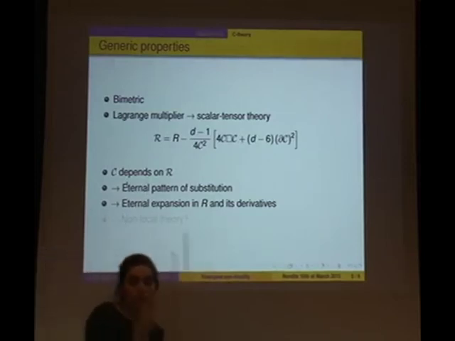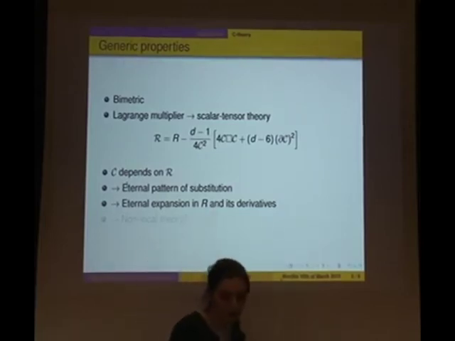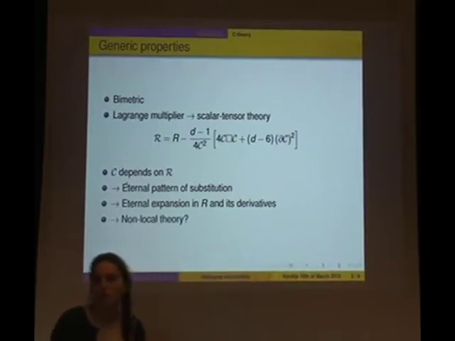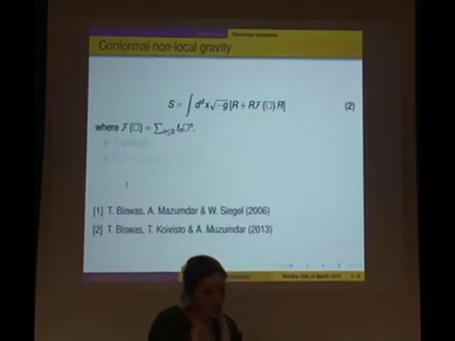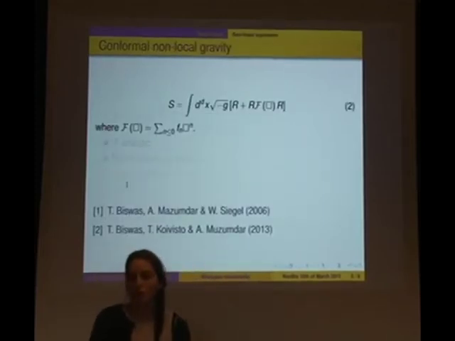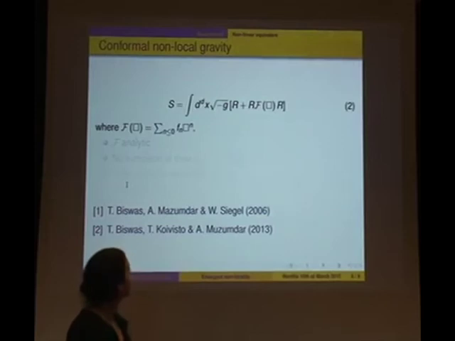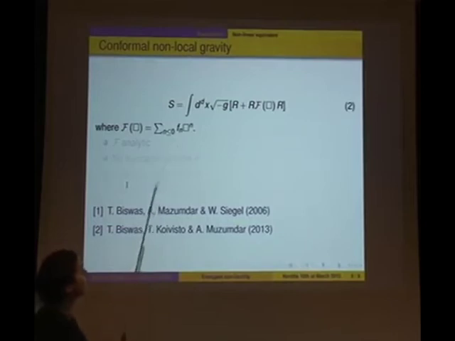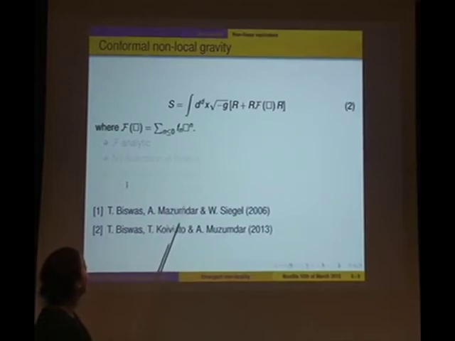So since there's this eternal structure of more and more derivatives and higher order terms, it's natural to think that this has a non-local flair to it. We were interested in trying to see what type of non-local theories this might be, at least vaguely related to sometimes. So we looked at a particular type of non-local theory, which I'm just going to dub conformal non-local gravity, which was proposed by Biswas, Sandstad and Siegel.